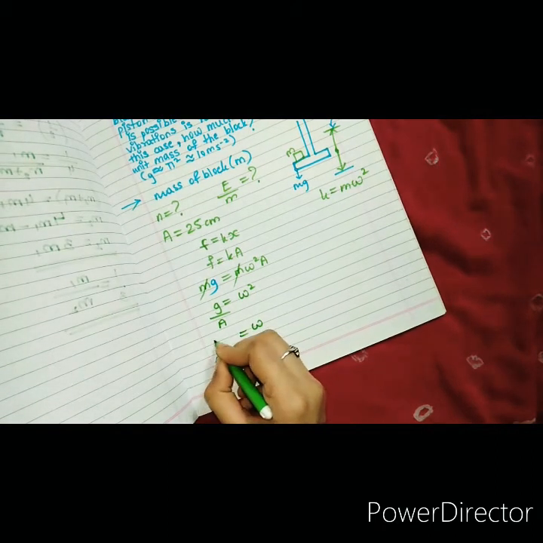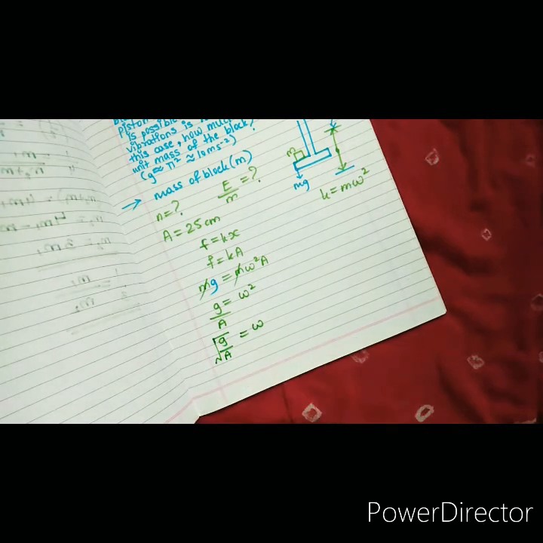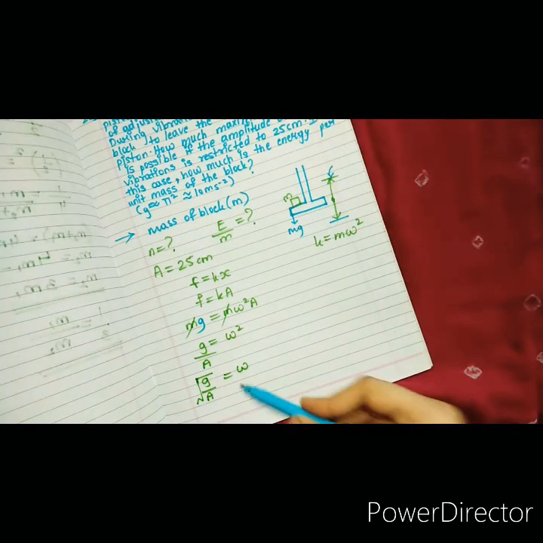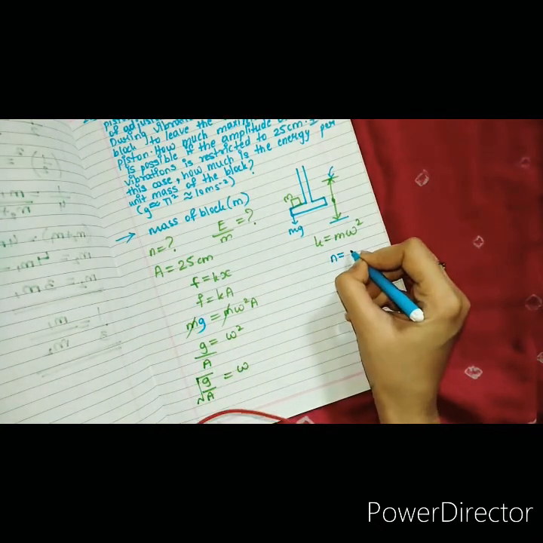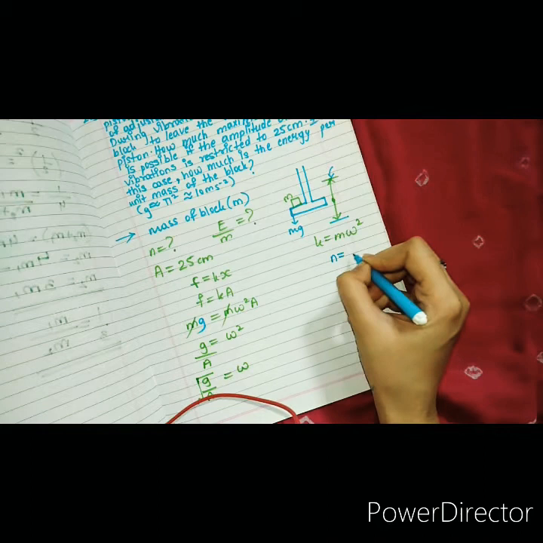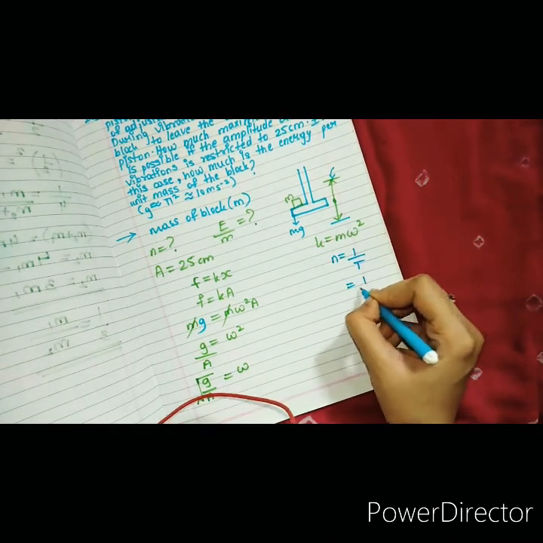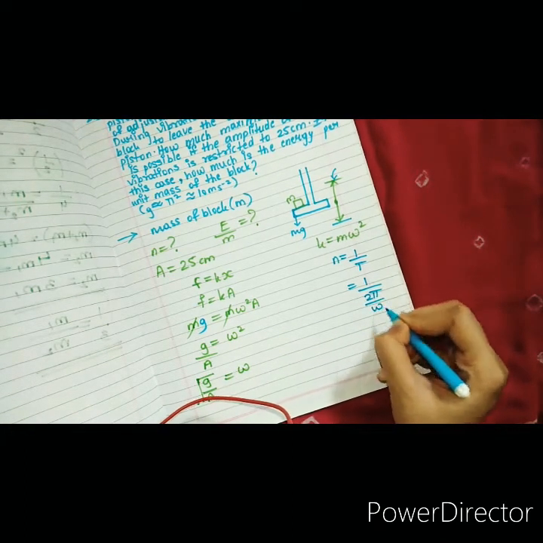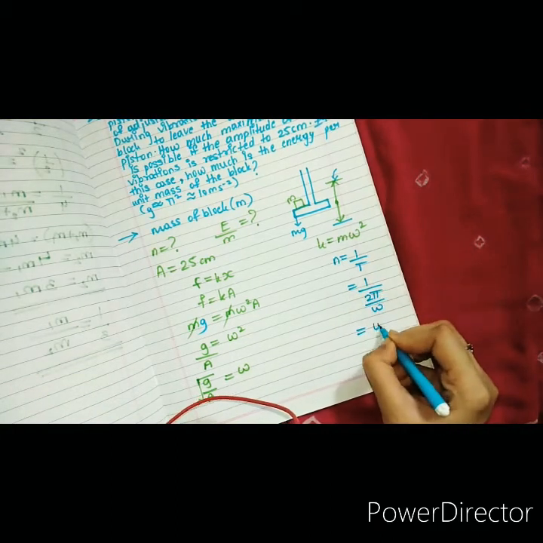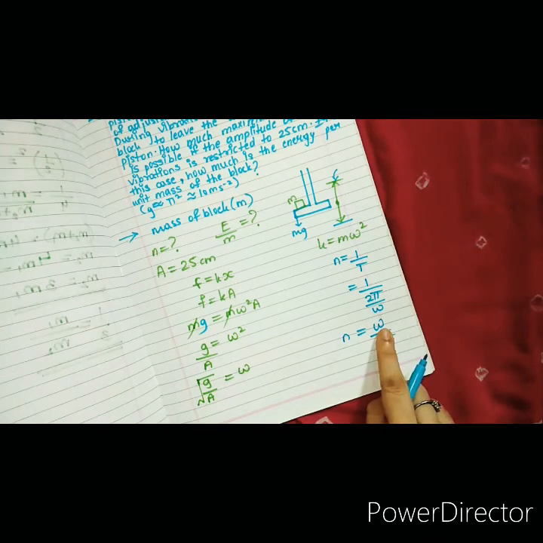Omega is under root G upon A. Now, why do we want this? We want frequency. What is the formula for frequency? Frequency is nothing but 1 upon T, right? T is nothing but 2 pi upon omega. So this is omega upon 2 pi. So to find out the frequency, we need omega.